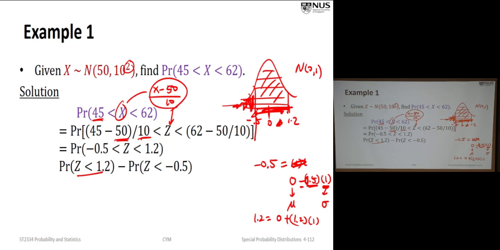By the way, if you want to look at how to get the probability, it's better to draw the picture like this. So the question is, we are asked to find the probability of Z between minus 0.5 and 1.2. So you write that down, and then you convert it to the difference of two CDFs. Z less than 1.2 minus Z less than minus 0.5, so basically it is F(1.2) minus F(-0.5). F is the CDF.